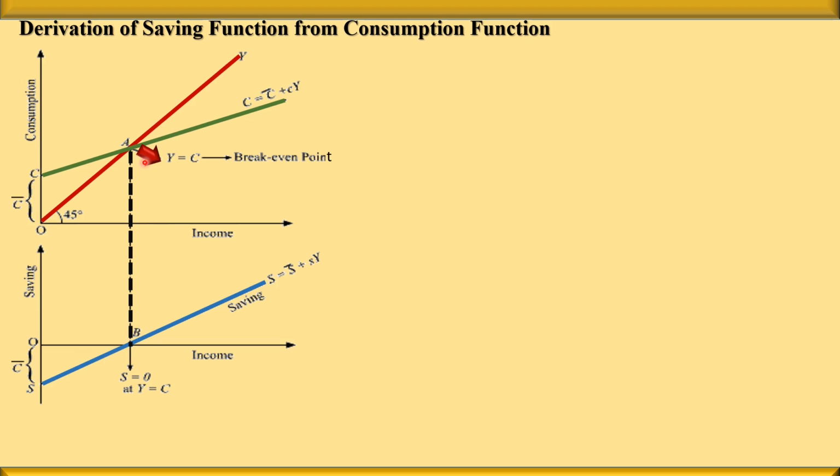So what is the break-even point? It is the point when consumption becomes equal to income. When consumption becomes equal to income, it means that saving is 0, because whatever money we have earned, we have spent it.